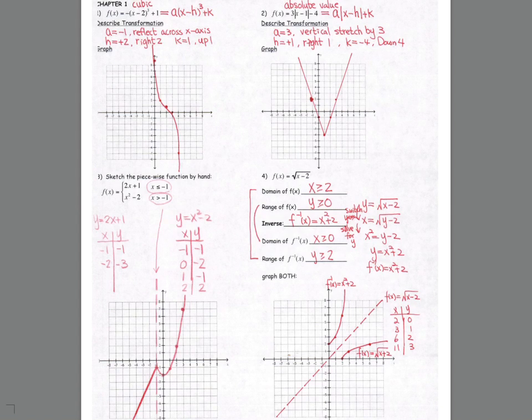Mark the graph, and then I put down the y equals x line to mark as the mirror. So your original function should be mirrored across the y equals x line to the inverse function. So one is square root, the other is quadratic.